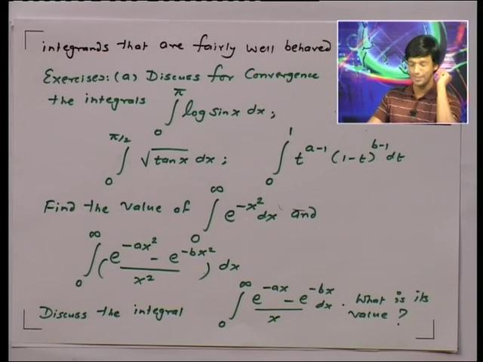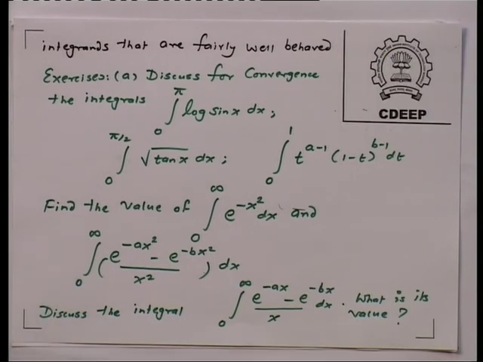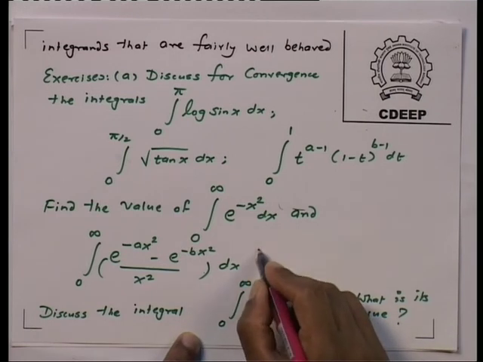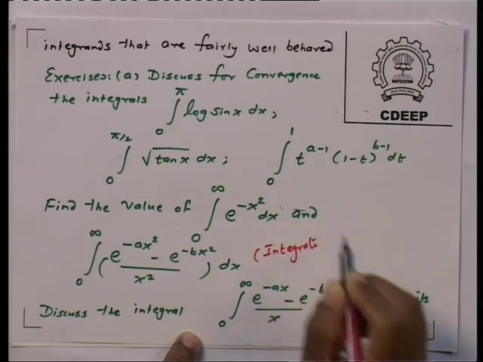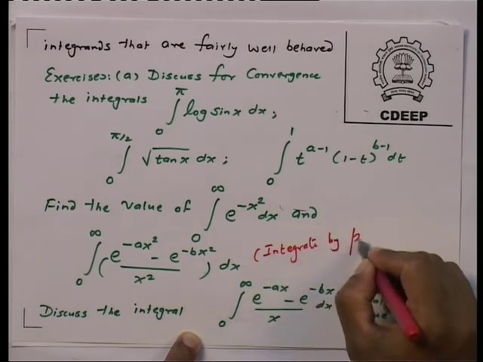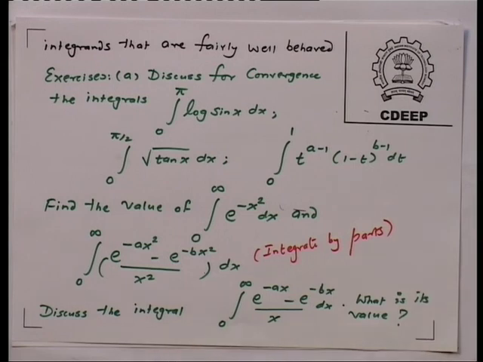Use comparison test. Find the value of the integral from 0 to infinity of e to the power minus x squared. You already told me the answer, root pi by 2. And the other one is also given to you: integral 0 to infinity of e to the power minus ax squared minus e to the power minus bx squared upon x squared dx. For this, integrate by parts.